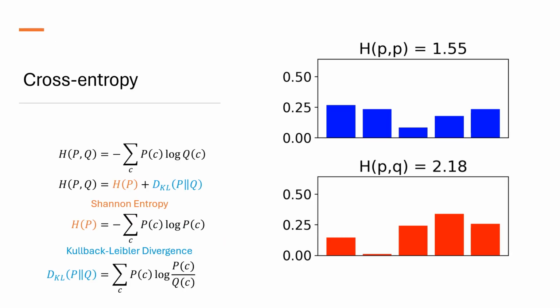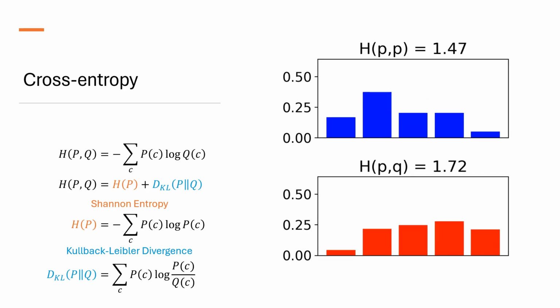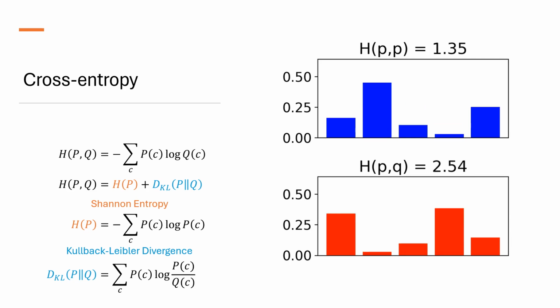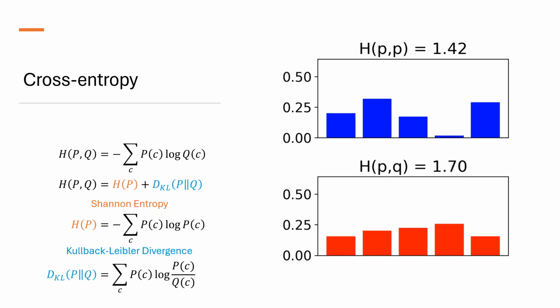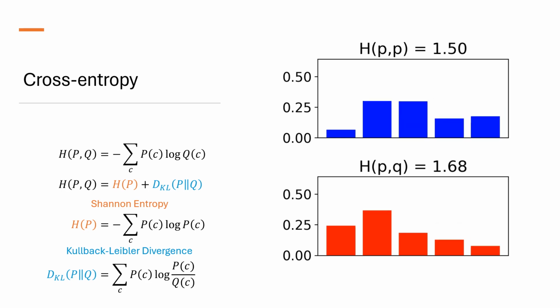In our case, we know what the correct class labels are, and that translates into knowing the true distribution P, which will be 1 for the correct class and 0 elsewhere. This means we can use the cross entropy as a measure of how good Q is. The cross entropy is a combination of two measures, Shannon entropy and the Kullback-Leibler divergence.